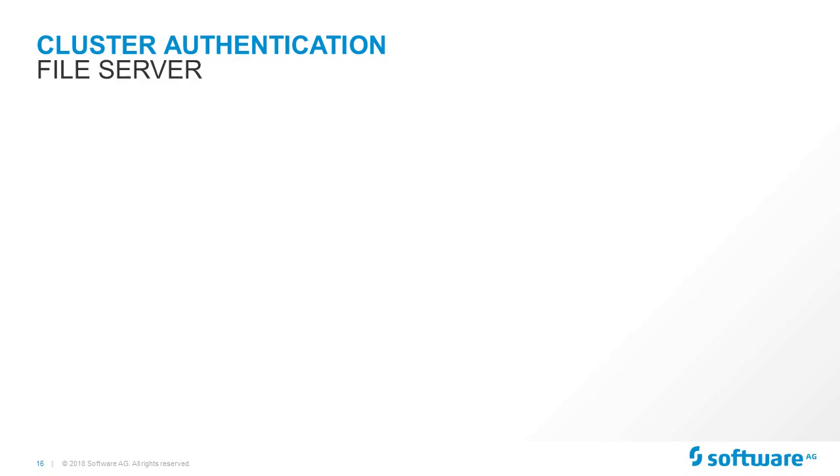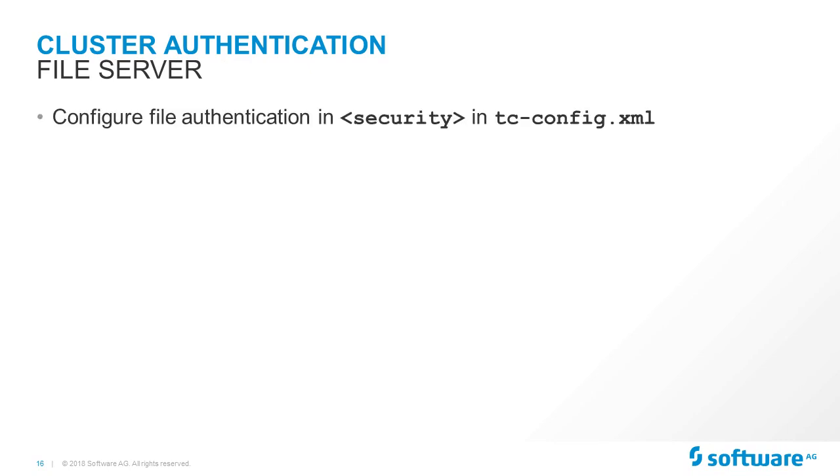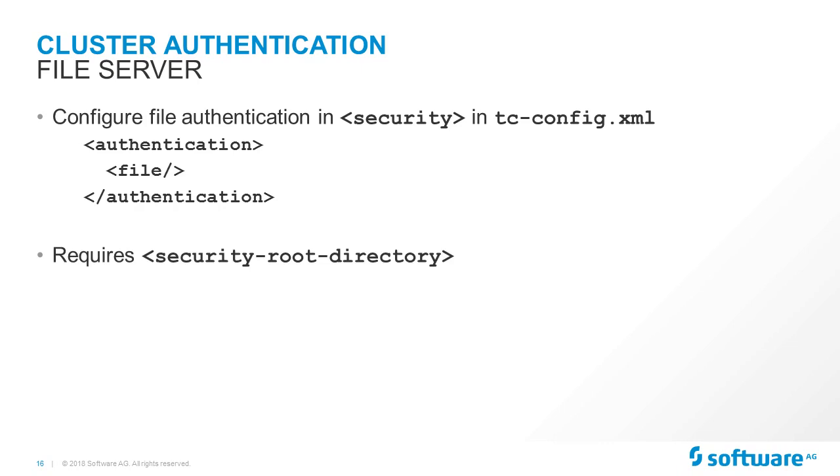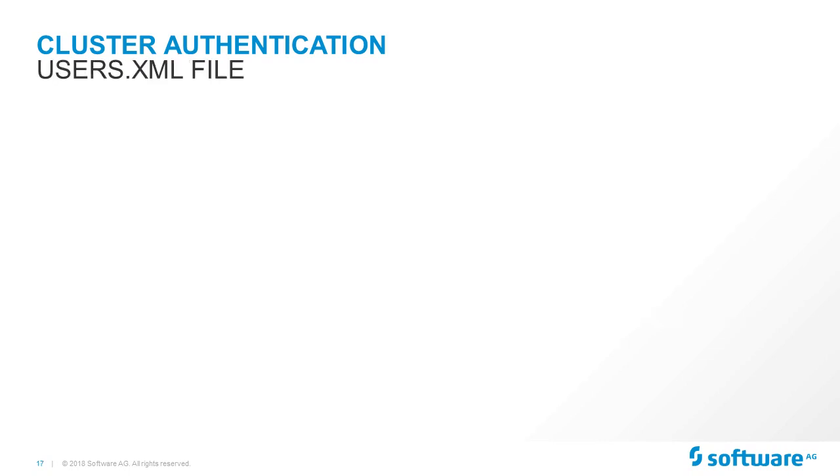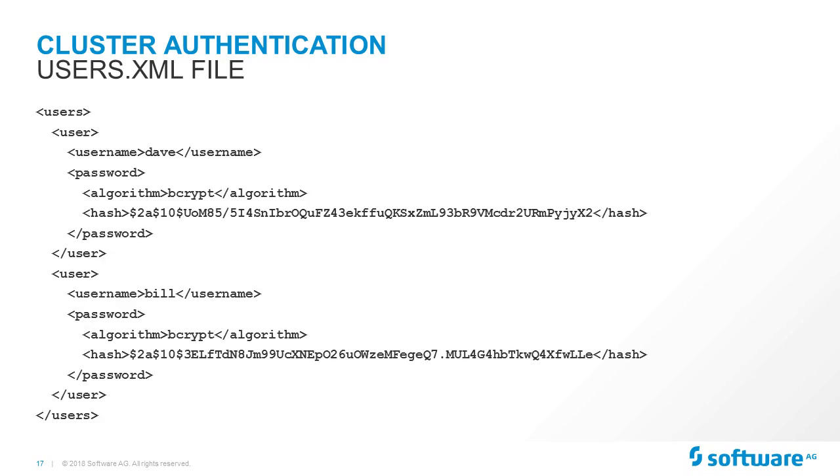So to configure file-based authentication on the server, again, under the security tag in tc-config.xml, we would explicitly configure file-based authentication using the file tag. If you specify this, you must also supply a security root directory inside that security tag. And then under the security root directory, under the access control subdirectory, you would put a users.xml file to specify the list of users and password hashes. And that might look something like this.